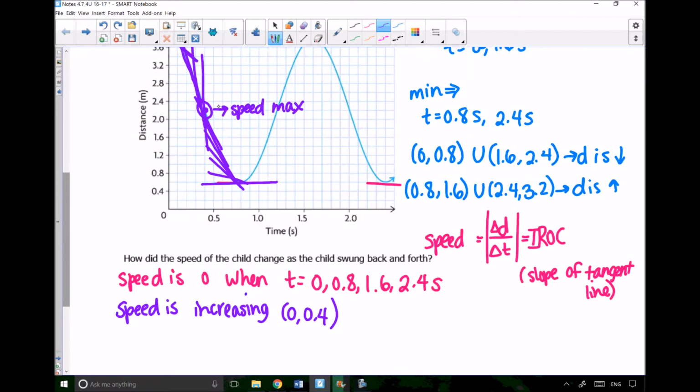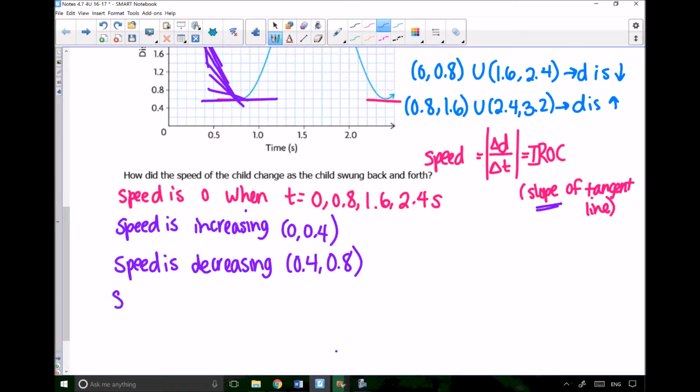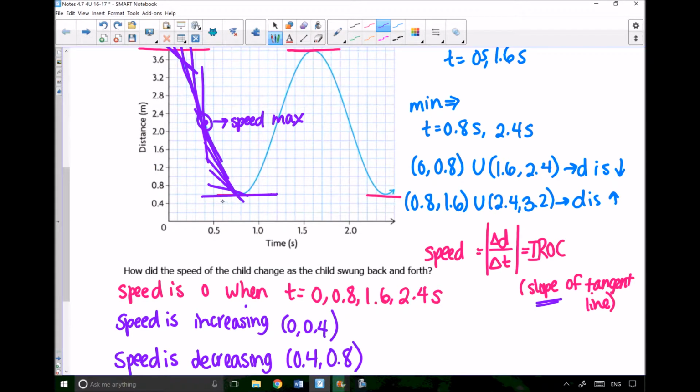Then at 0.4 seconds, my speed starts to decrease until I get a slope of 0. Again, my speed is going to be my slope of my tangent line. So then I can say the speed is decreasing along the interval from 0.4 until I get to 0.8, where my speed is 0, where I have no speed. Then the child starts to pick up speed again. So the speed is increasing again, starting from 0.8 seconds until when? Until my tangent line is the steepest it can be.